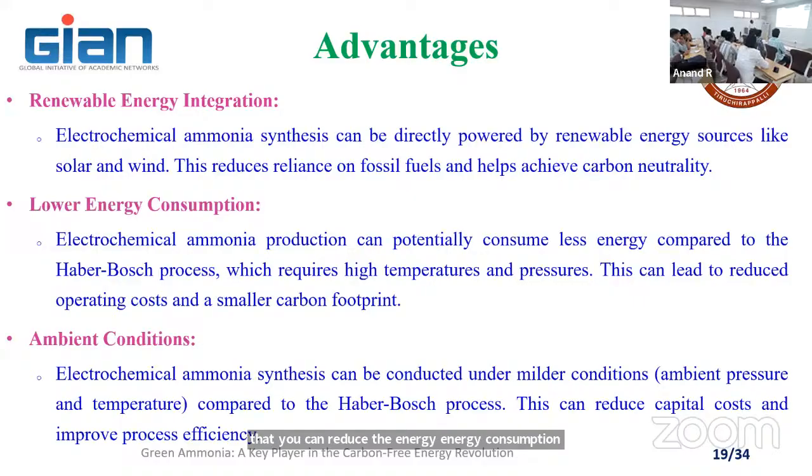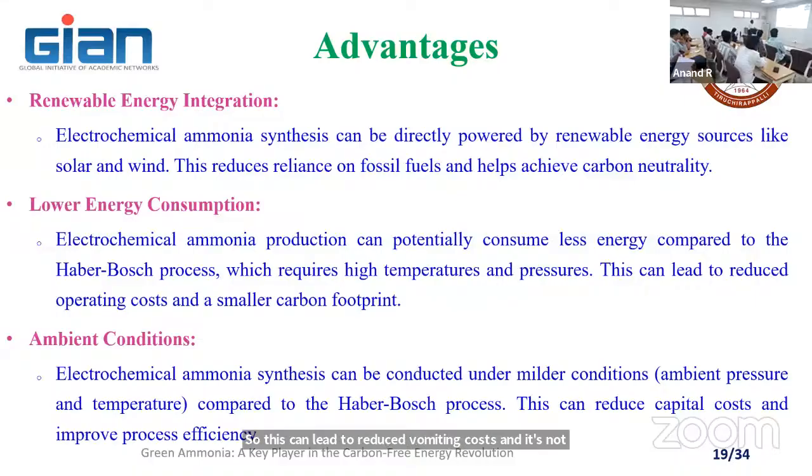Then, electrochemical ammonia production can potentially consume less energy compared to the Haber-Bosch process. Naturally, Haber-Bosch requires high temperature and pressure, around 500 to 600 degrees centigrade, and pressure of about 200 to 300 bar. Here you are consuming high energy. There you are consuming low grade energy. So this can lead to reduced operating costs and a smaller carbon footprint.